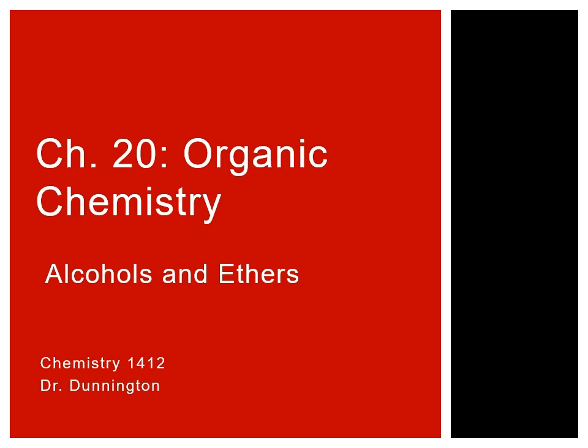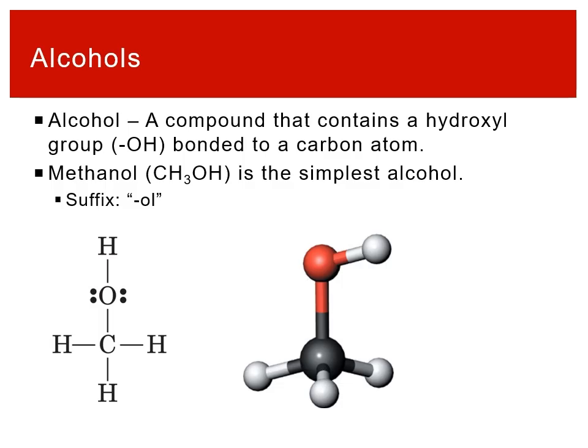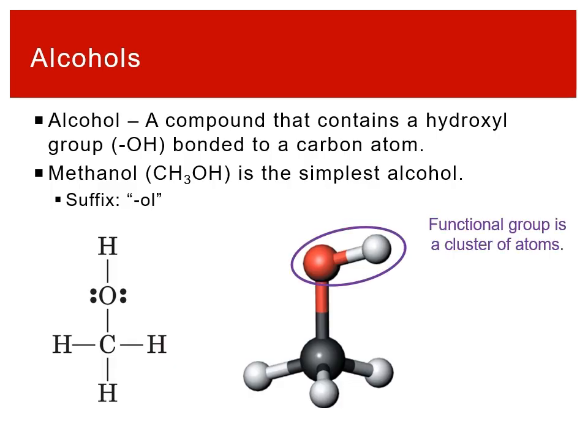Now we want to start our discussion of functional groups, what's on the hydrocarbons, talking about alcohols and ethers. So an alcohol is a compound that contains a hydroxyl group bonded to a carbon atom. A hydroxyl group is an oxygen bonded to a hydrogen. In this representation, red is oxygen, the black molecule is carbon, and the white molecules are hydrogen. You can also see it drawn over here in the Lewis structure.